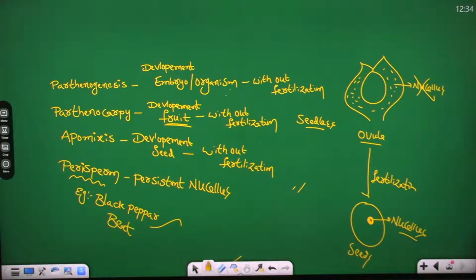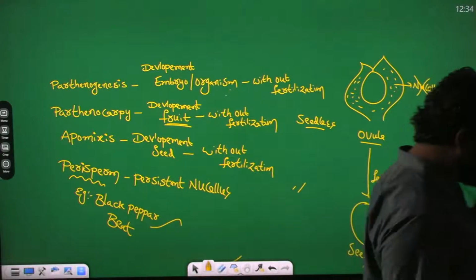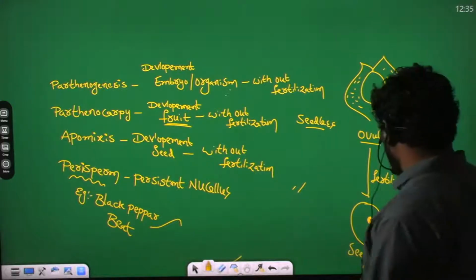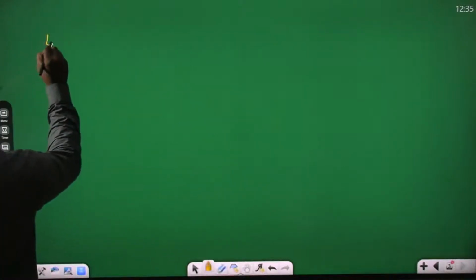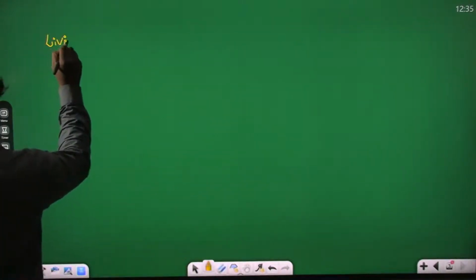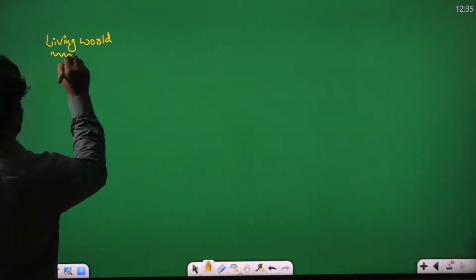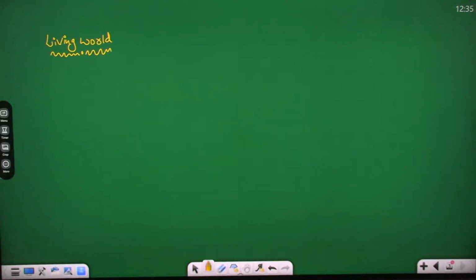Clear? So this is the lesson on sexual reproduction of flowering plants, NEET oriented and MSET oriented. It is a very, very important lesson. Okay. Then go for the next new lesson, that is the living world.